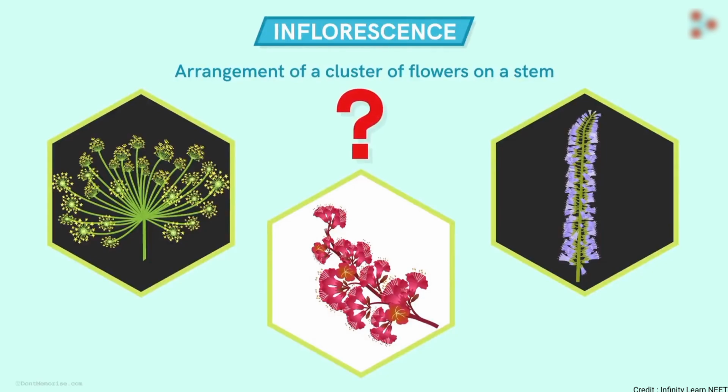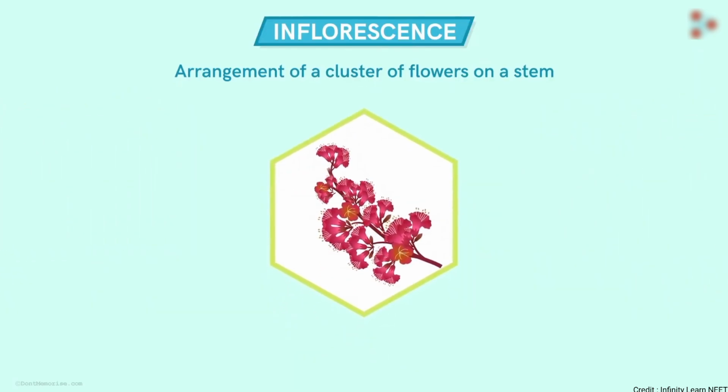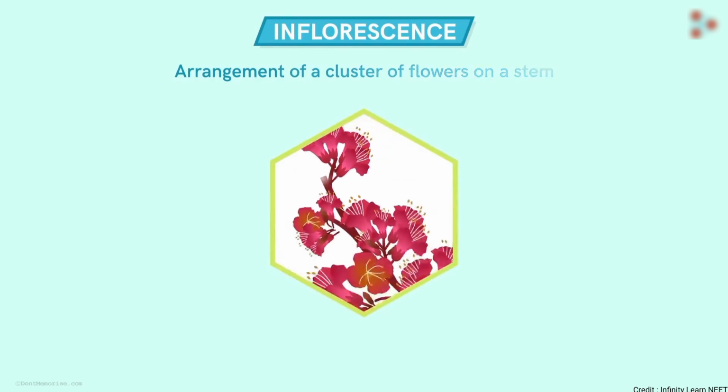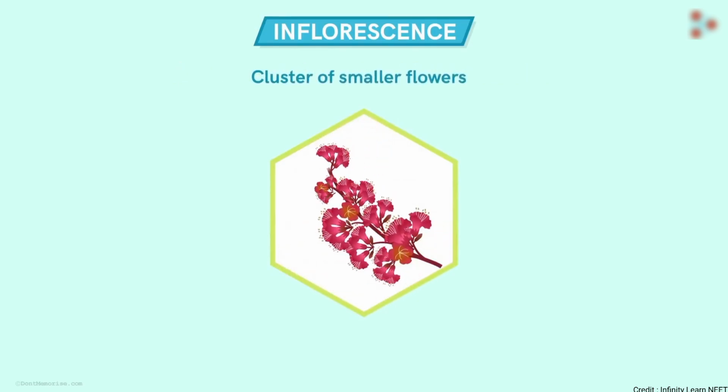Can you help me with the definition to begin with? What exactly is inflorescence? That's right. We would prefer taking an example. Let's take the same flower. As we can see here, there is no single flower at the apex of the stem. Rather, small flowers cluster and form a complete structure.